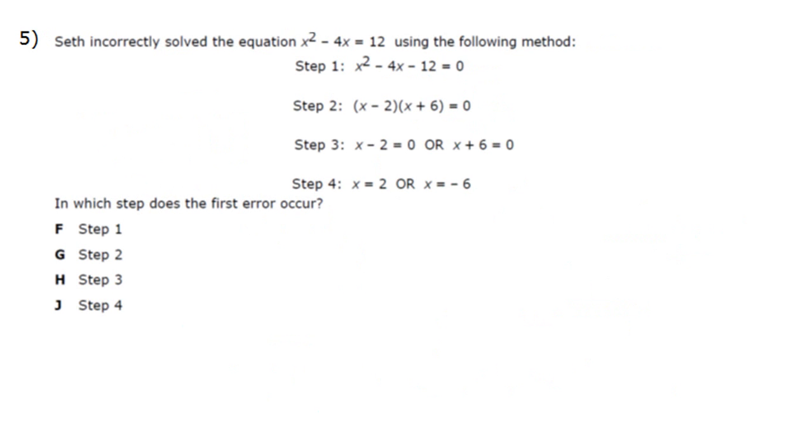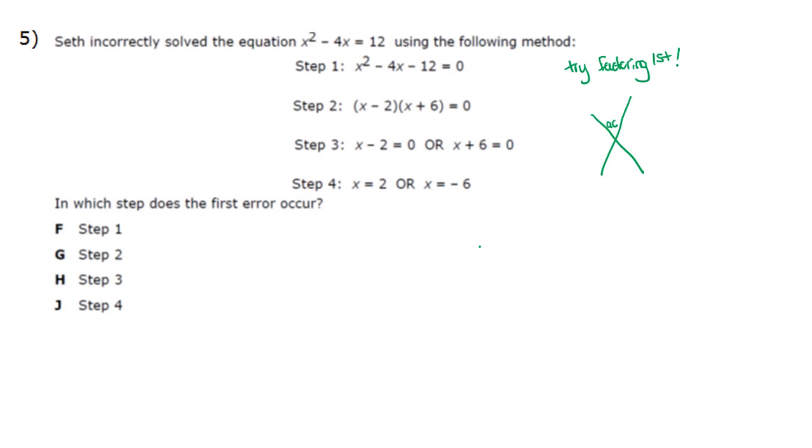Alright, here comes number 5. Number 5 is talking about, well, he solved it using parentheses. So let's try factoring first. If we try factoring first, we're drawing an x.